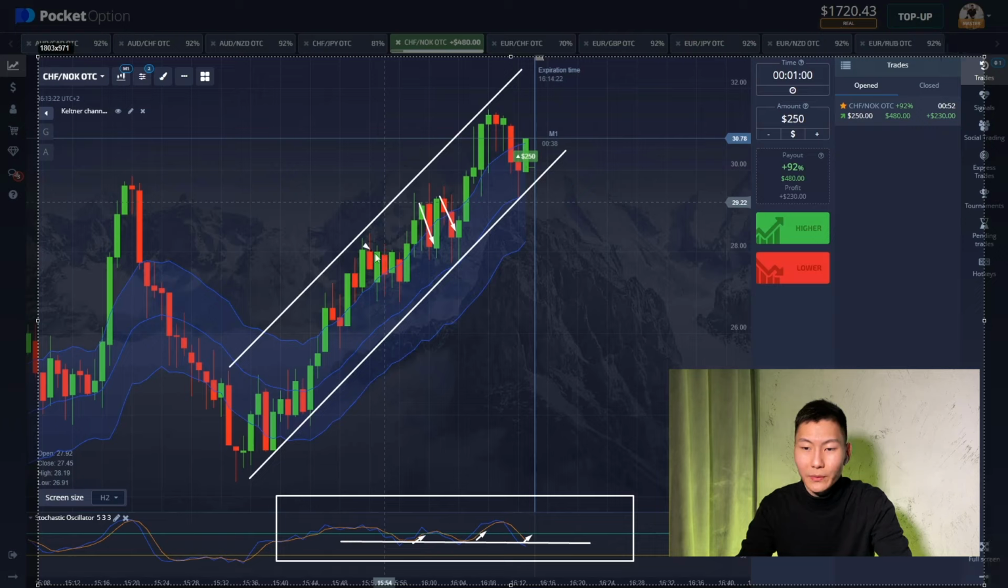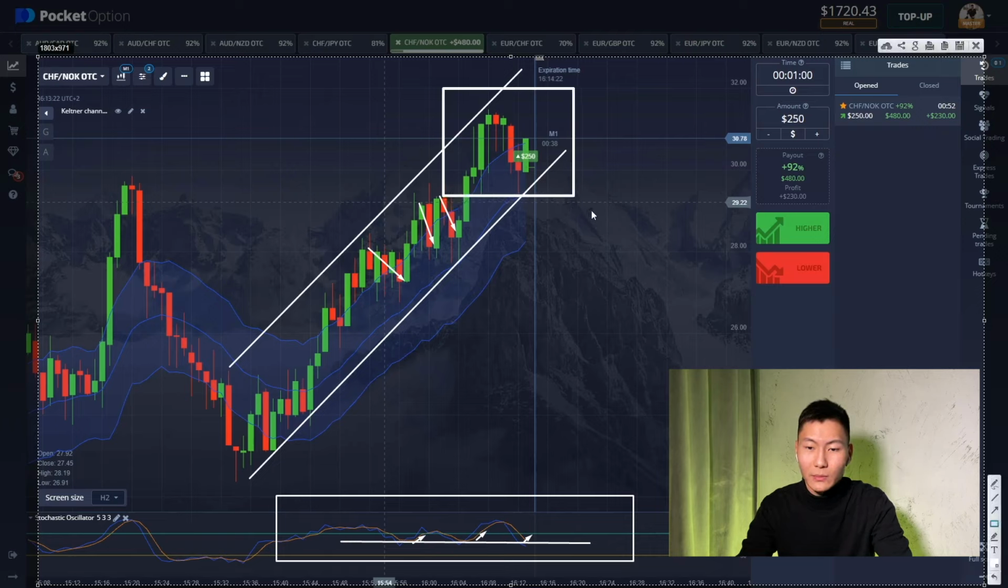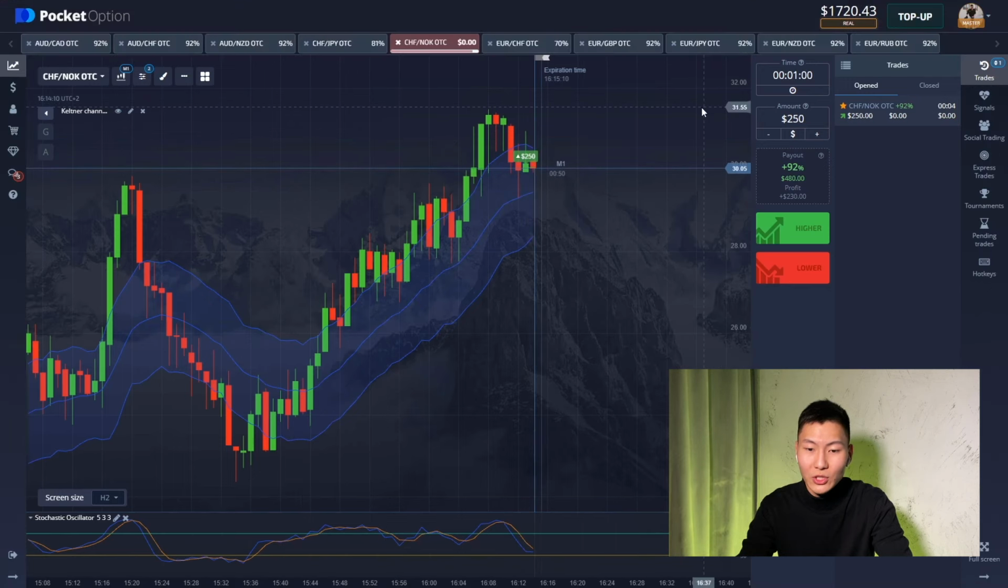We have this correction that broke the inner channel. Next we should point out this level. The price pumped up and then a little pullback took place. The price entered the inner channel. The support zone played out at this level, so that's why we opened the long position.